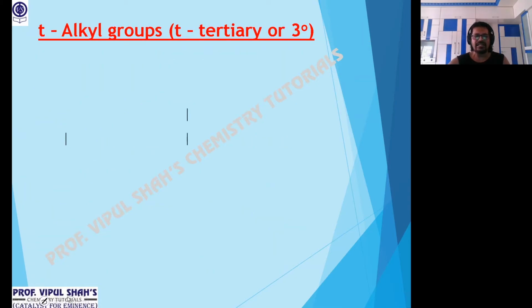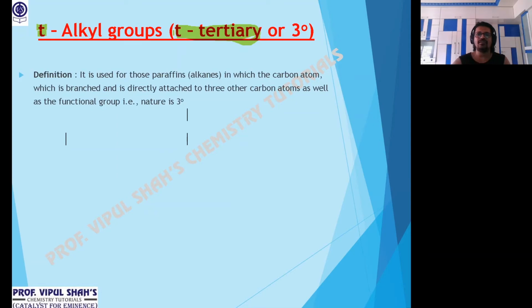T alkyl. T stands for tert. That's what we call the tertiary group. Tertiary, the word is the answer. One of the carbon atoms will be branched. It will be directly attached to three other carbon atoms as well as the functional group. That's the definition of tertiary. A branched carbon directly attached to three other carbons as well as the functional group. So the nature is always 3 degree.